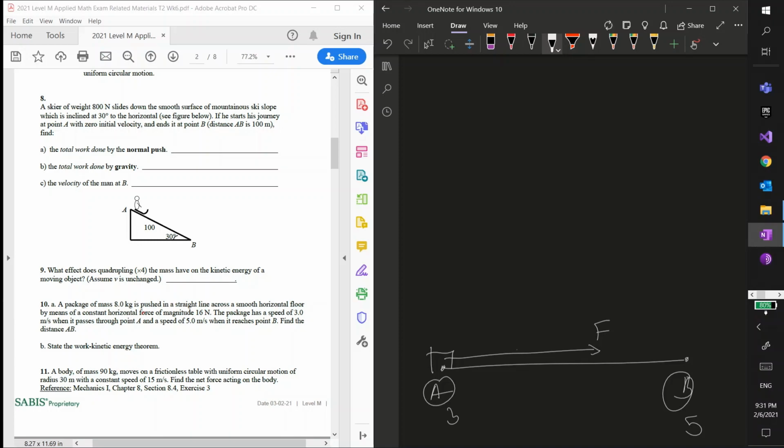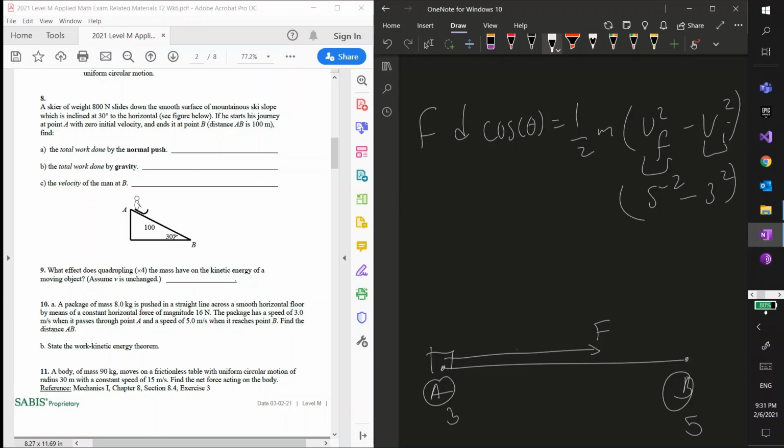Now, since it's on a smooth horizontal floor, and it's not inclined, you can use F d cosine theta is equal to half m into v squared final minus v squared initial. This is given to be 5 and you square it. This is given to be 3 and you square it. This mass is given to be 8 and you have a half. And this is equal to F cosine theta. So the force is equal to 16 newtons.